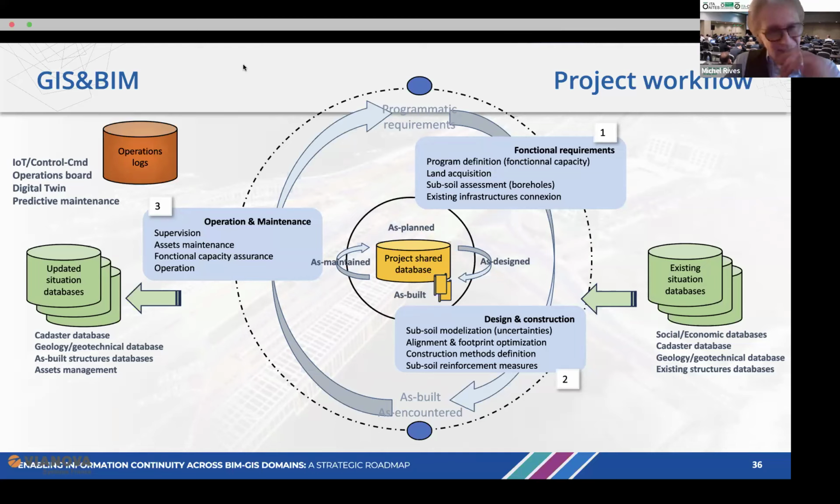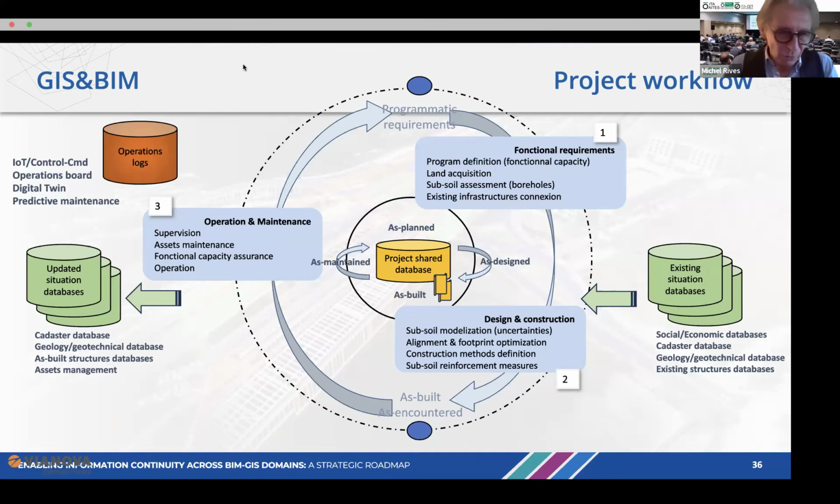But likewise, it has a need to provide back to GIS geospatial data that would describe the acquired ground, the structures, of course, the interconnections that have been created, and the subsoil conditions, for example, that have been encountered or reinforced. So all that information has to go back to a GIS database so that it can serve for further development projects. So it becomes then the up-to-date reference source of truth that any further infrastructure projects will then consume at its time.